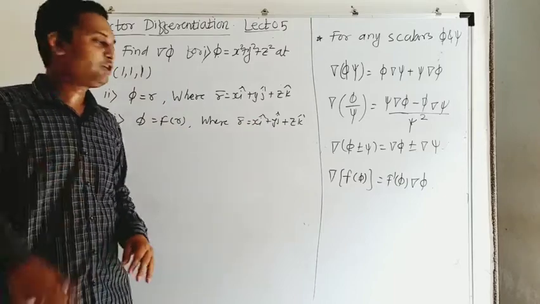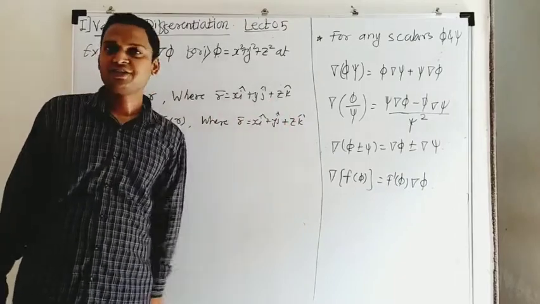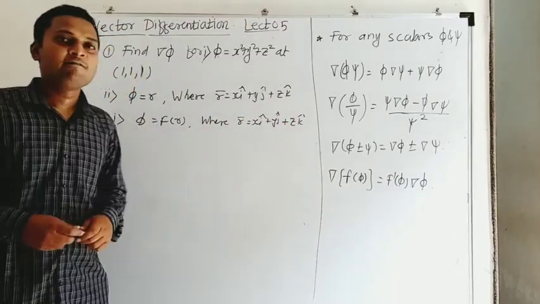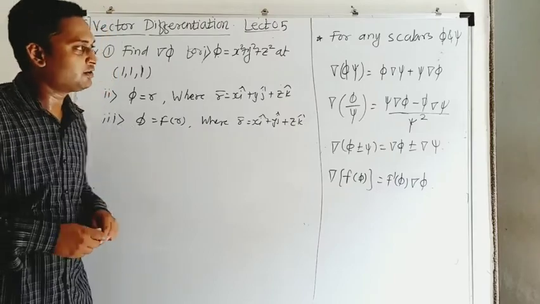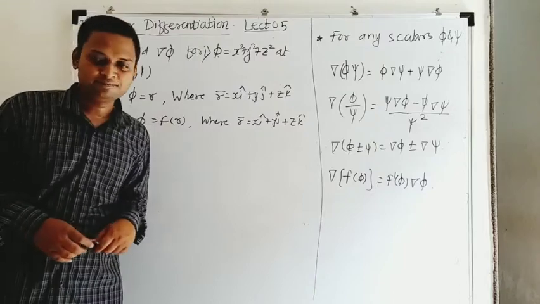Throughout this unit, you must remember this value. The value of r bar is xi plus yj plus zk. It is fixed, and r is the magnitude of that vector. We will write the value of the magnitude also in the solution. Okay. So these are the rules you note down, and I am going to solve these examples now in detail.